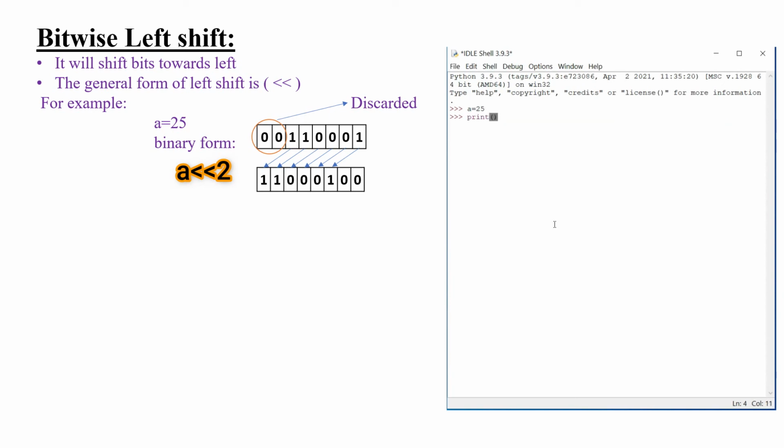We'll see the process. Here we are shifting 2 bits, so at the end of left side 2 bits will be discarded and remaining bits will fill from the left side, and we have 2 empty spaces at right end. Fill them with zeros. This is the left shift of a number 25 by 2 bits. This is the binary form of number 100, so we'll get the output as 100.